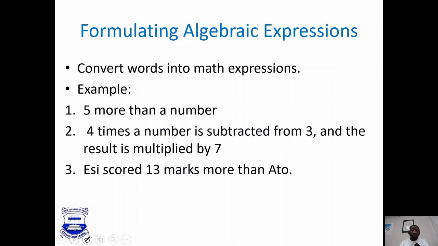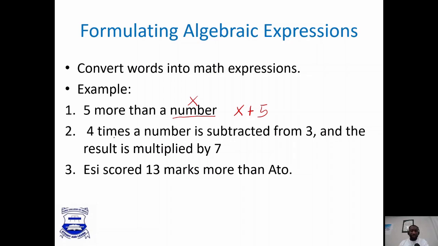So let's quickly move on to how do I formulate an algebraic expression. If I have words and I want to convert them into a math expression, how do I do that? We have an example. We say 5 more than a number. I don't know the number, so you can represent it with any variable like x. We say 5 more, so it's going to be x plus 5. It could be y plus 5, or x plus 5. Supposing it was 7 more, it would have been y plus 7. If it's 8 more, it's going to be x or y or k plus 8.